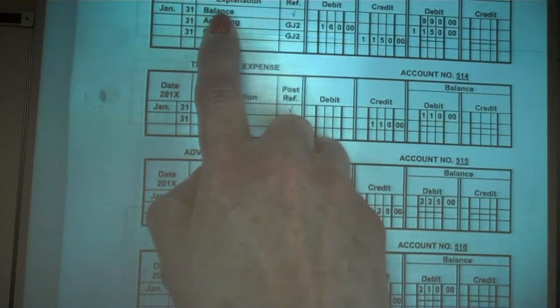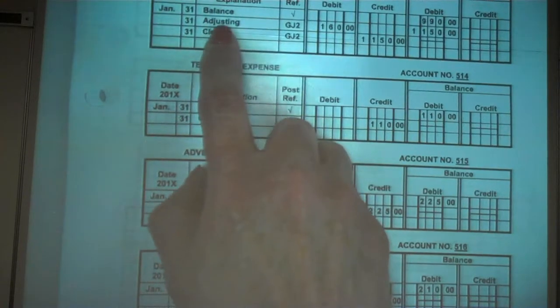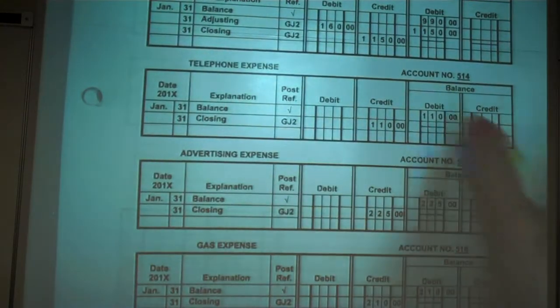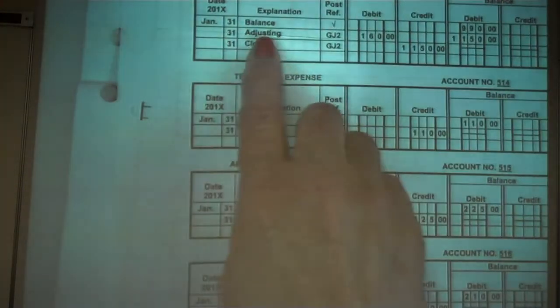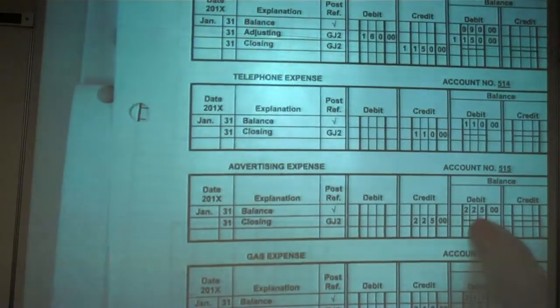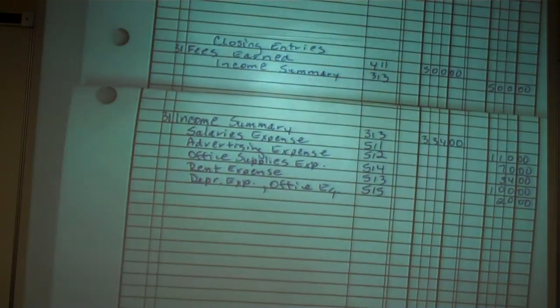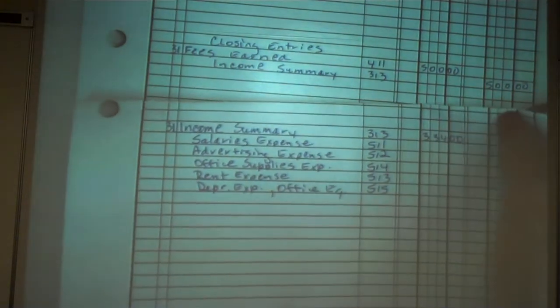Now this is the first time that we'll be writing something in the explanation column. The balance I already have written in there. If you're recording the adjusting entry, it should say adjusting or ADJ. And then the closing entry should be labeled also as you're recording those. It's the first time that we've had to write something in that description. Does anybody still need time to post those first two closing entries?